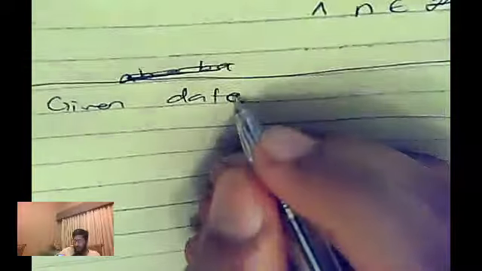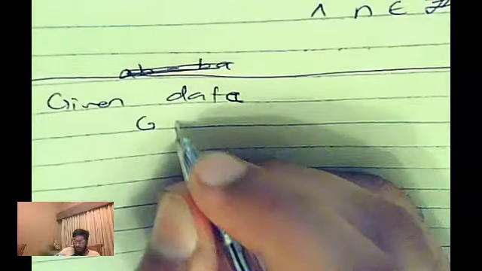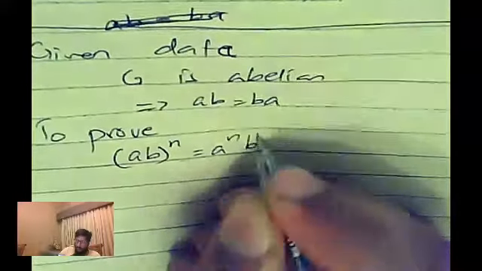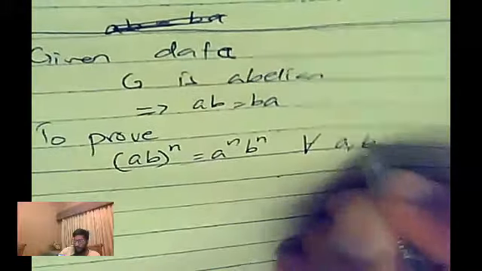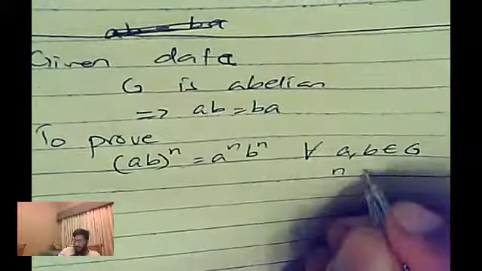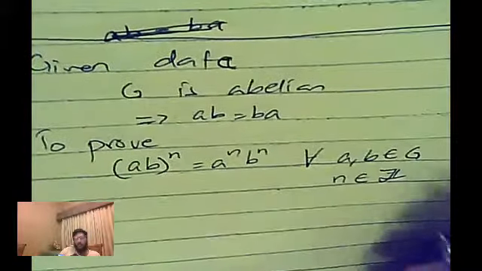Given data: G is a group, an abelian group. This implies ab equals ba. To prove: (ab)^n equals a^n b^n for all a, b belonging to G and n belonging to the set of integers.